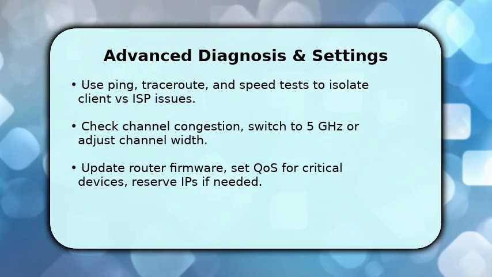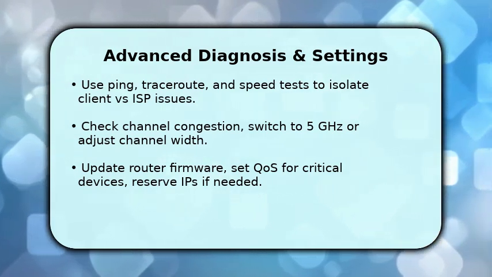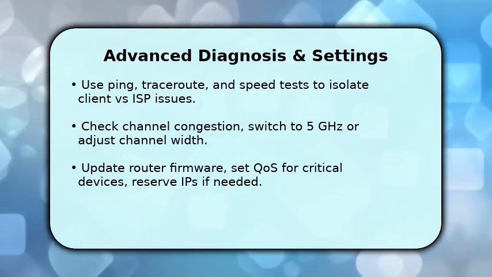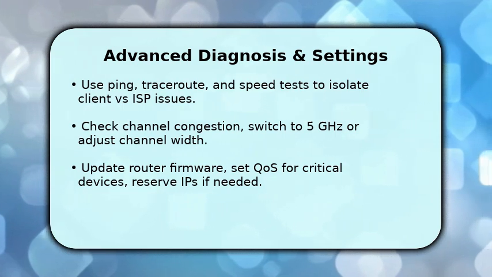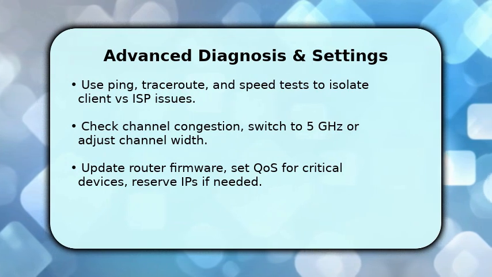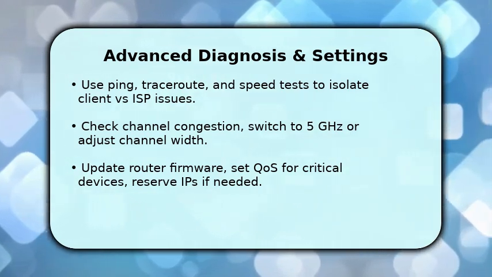Now you'll run deeper diagnostics to pinpoint the problem. Start ping and traceroute from your device to the gateway and an external IP to see if drops originate locally or from the ISP. Once identified, check Wi-Fi channel congestion with a scanner.